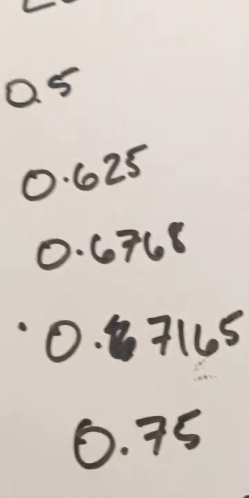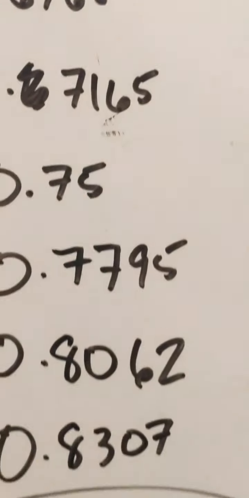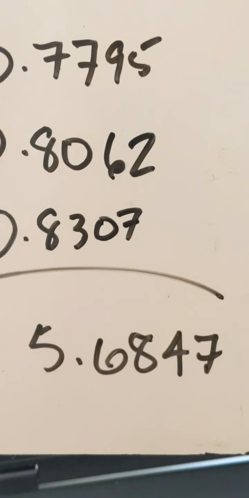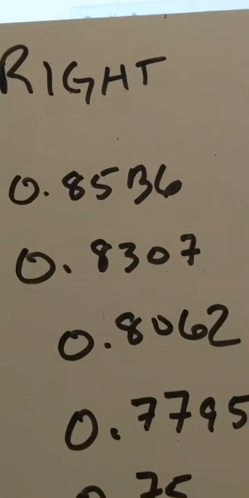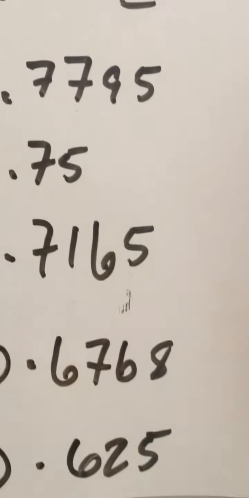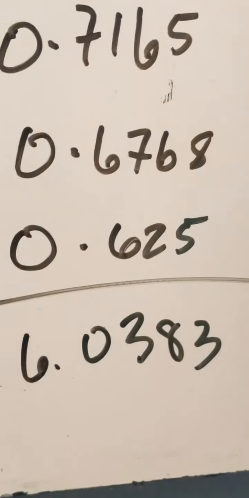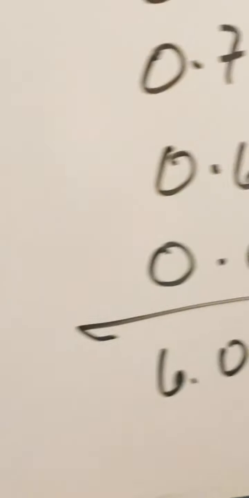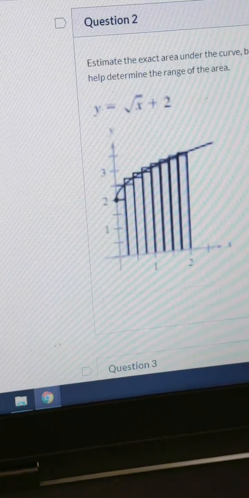So you guys can see on the left side here, I took all those numbers and got 5.6847. On the right side, I took all those numbers from our list, all those boxes, added them up, and got 6.03. So there's the lower and the upper estimate. The answer is somewhere in between, the middle. Maybe 6 would be nice.